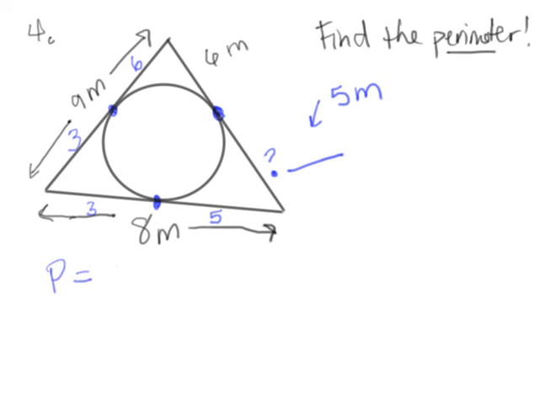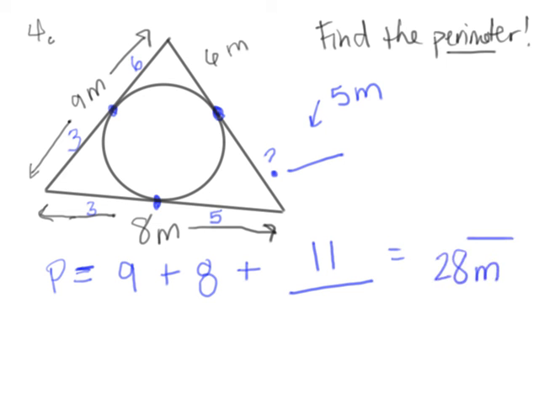Now we can find the perimeter. The perimeter will equal, I'm going to do it by sides. Let's take this whole side, which was 9. We knew that. Plus this whole bottom side, which was 8. We knew that as well. Plus now, this was the part we didn't know. 6 plus 5 would be 11. So the total perimeter is 28. And then we'll put the meter sign by.